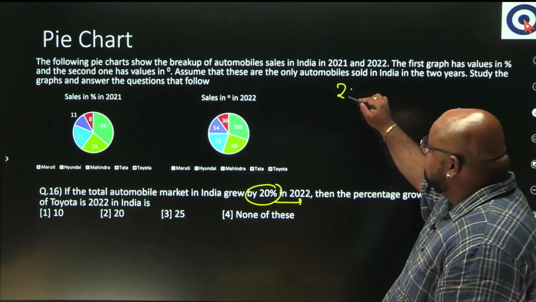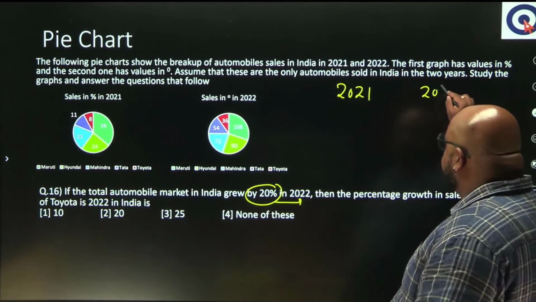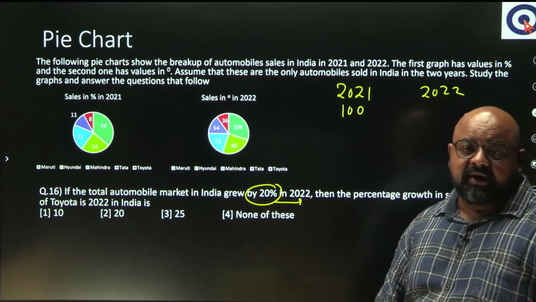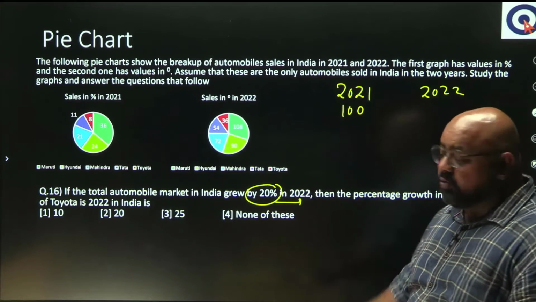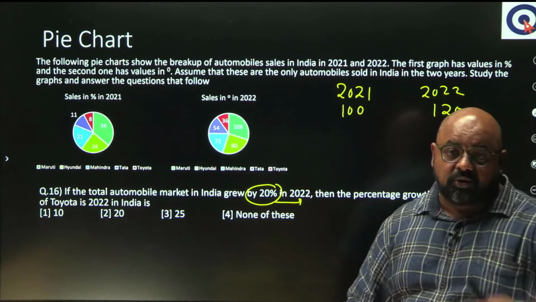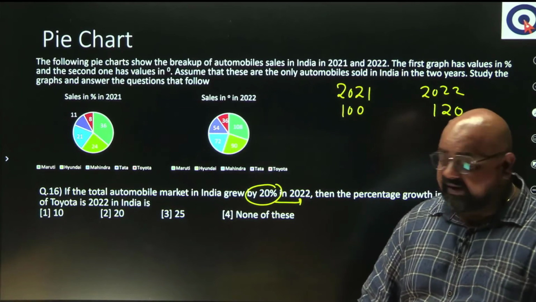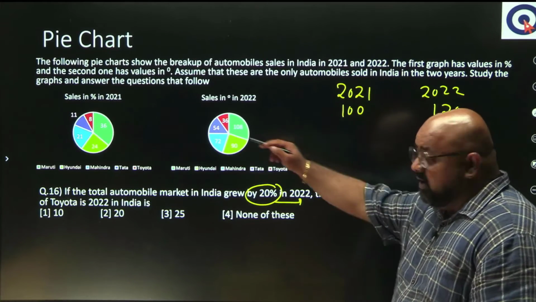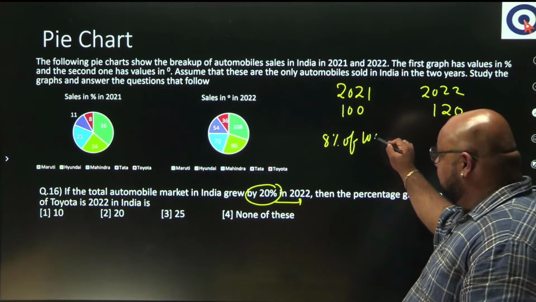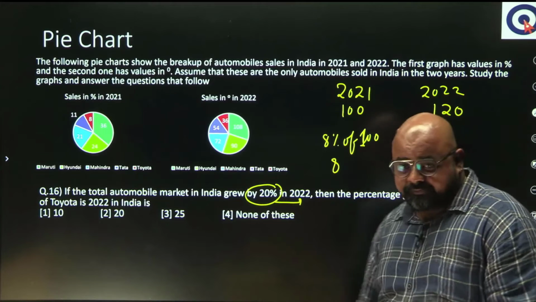So the 2 years given are 21 and 22, right? Suppose the total market in the year 21 was 100. So what has happened with the total market is it has grown up to become 120. It has grown by 20%. 20% of 100 is 20. Now out of this 100, Toyota represented 8% of the sales, and therefore Toyota sold 8 units.